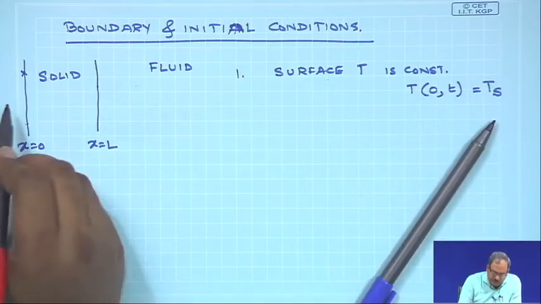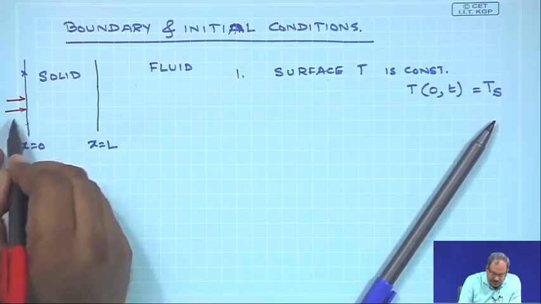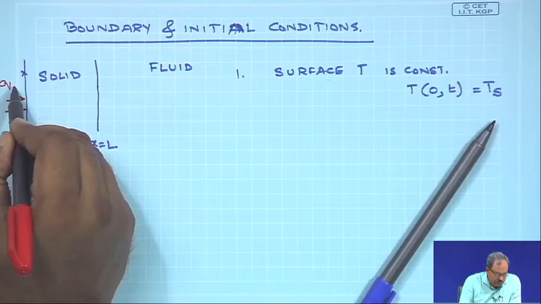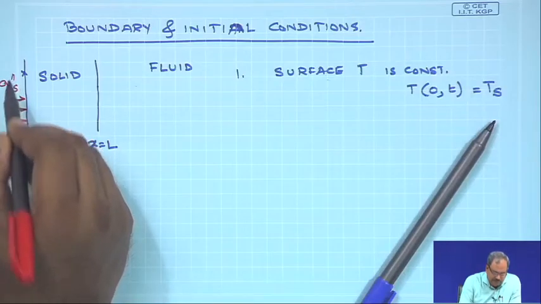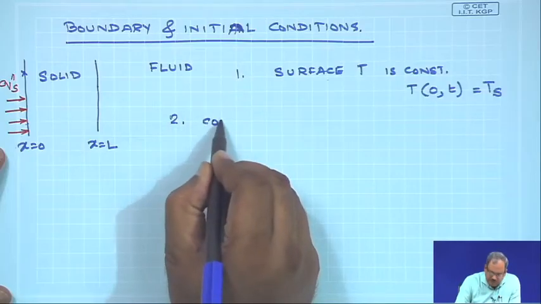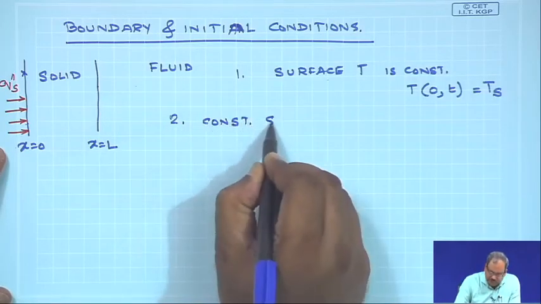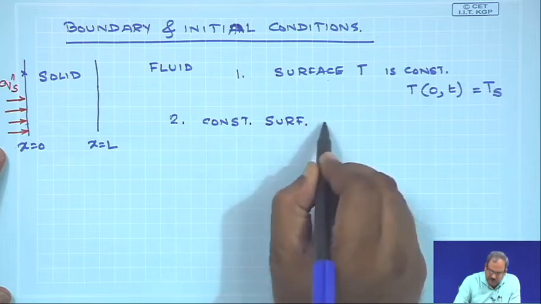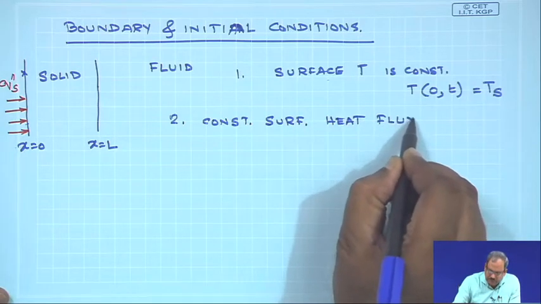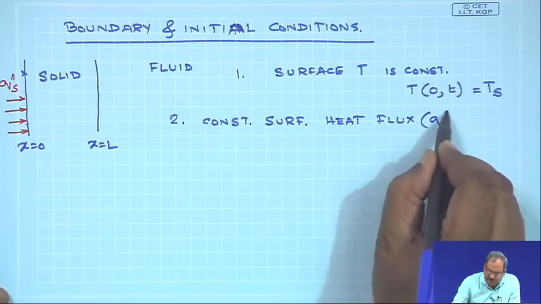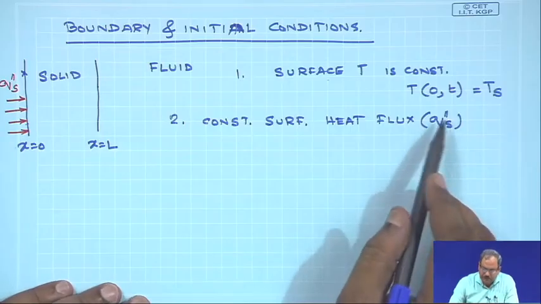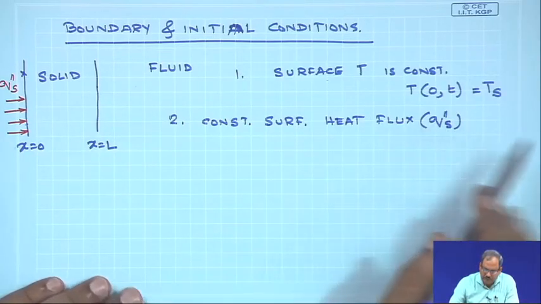And let us also assume that some amount of heat is being added to this surface, which we call Q S double prime. So, this is the flux, and the second condition could be a constant surface heat flux. This constant surface heat flux, let us call it Q S double prime, where again double prime refers to the flux, not the total amount.